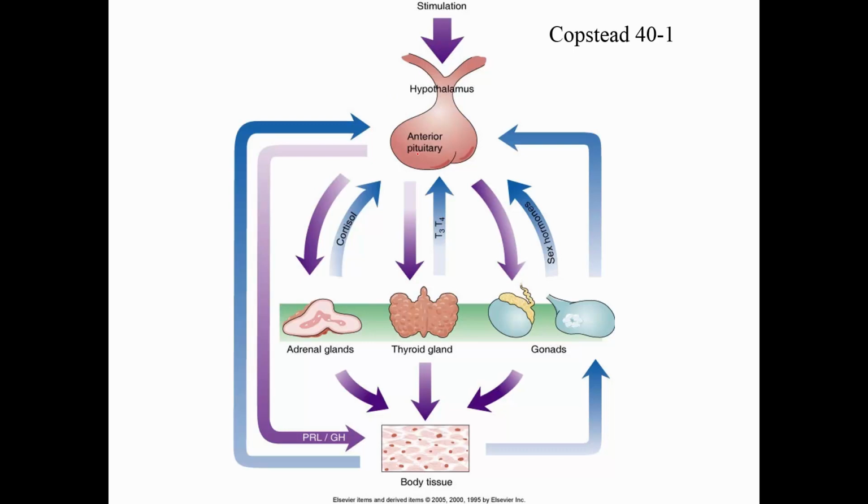Here's another diagram showing you that negative feedback. So we have an anterior pituitary producing a stimulating hormone. We get cortisol from the adrenal glands that's going to feed back and inhibit. Or a stimulating hormone that gets us T3 and T4, which will feed back and inhibit. We're going to stimulate the gonads. Those sex hormones feed back and inhibit.